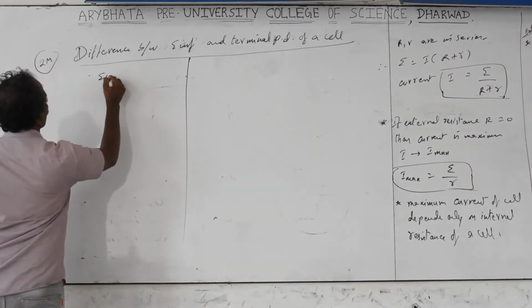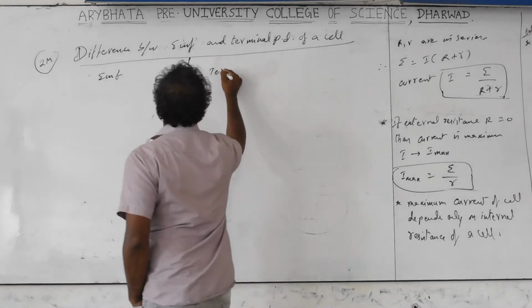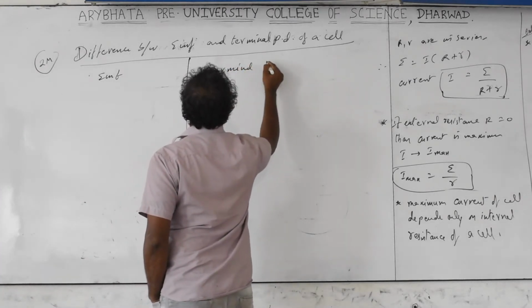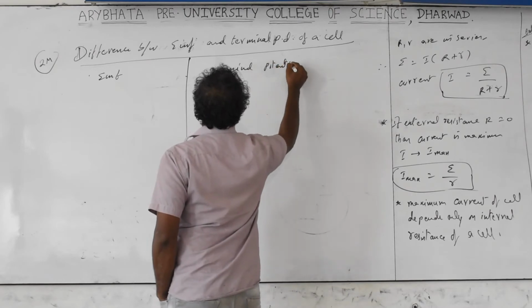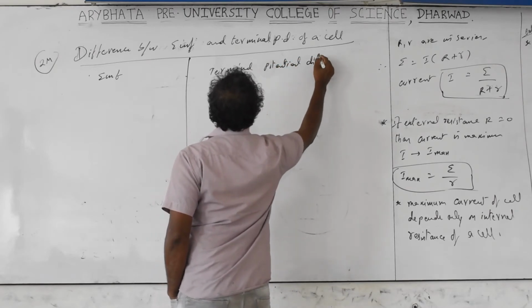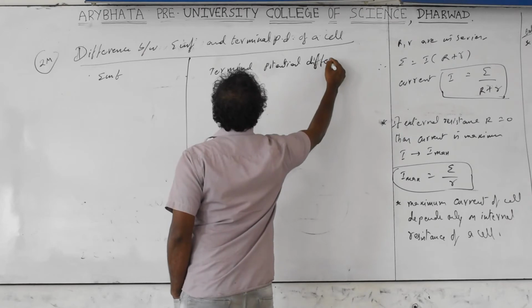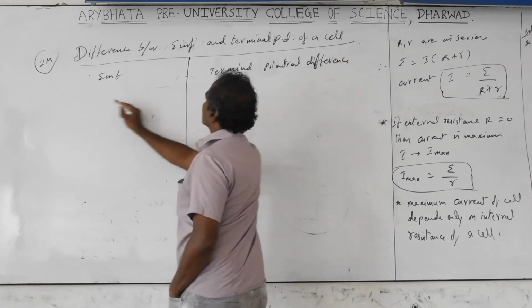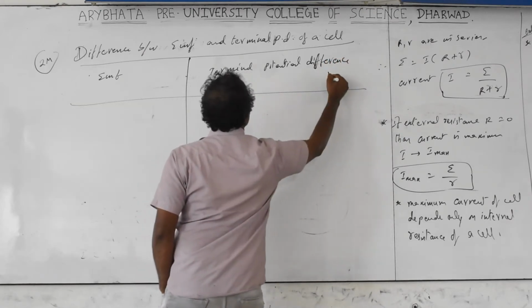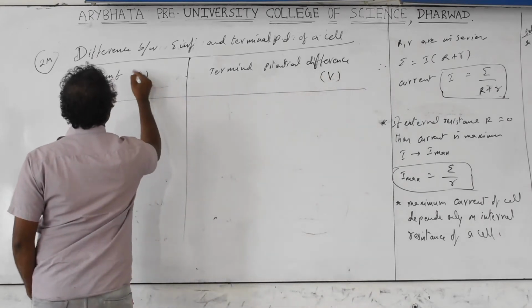EMF. Here, terminal potential difference. Symbol is V.